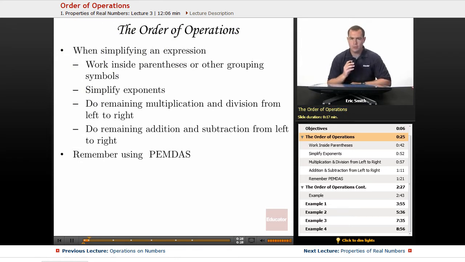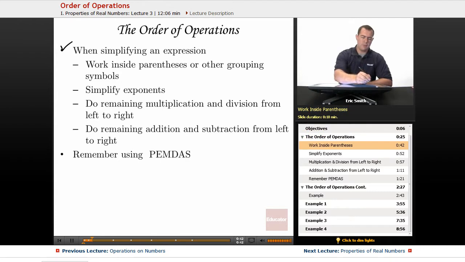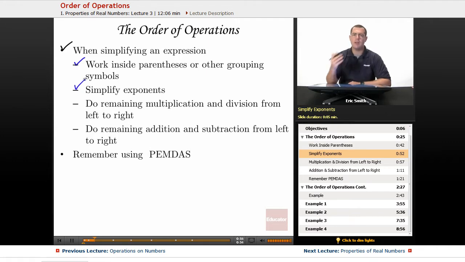So, when trying to simplify a much larger expression with many different types of operations present, we have to figure out what to do first. Well, our order of operations gives us a nice roadmap on what we should be doing. The very first thing that we should do is work inside our grouping symbols. That means if you see parentheses or brackets, work inside of those first. Then move on to simplifying your exponents, so things raised to a power.